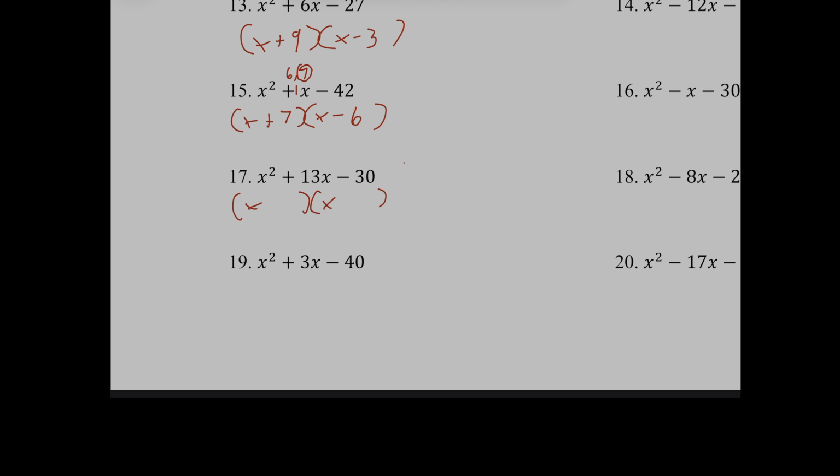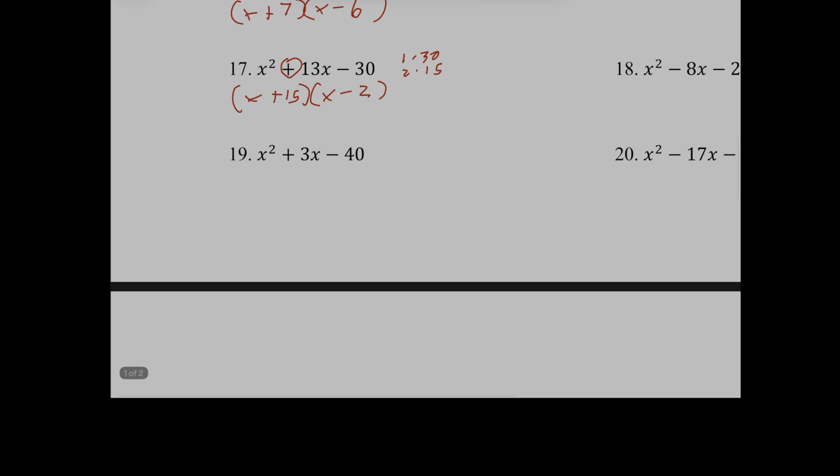Okay, so let's say you can't find it right away. Well, this is 1 and 30. 2 and what? 15. Oh, guess what? I just found it. It's going to be 2 and 15. All right, and because the middle term is positive, 15 is going to go with that, and the 2 is going to go with that. Multiply them, negative 30, add them, positive 13. Let's go on to number 9.